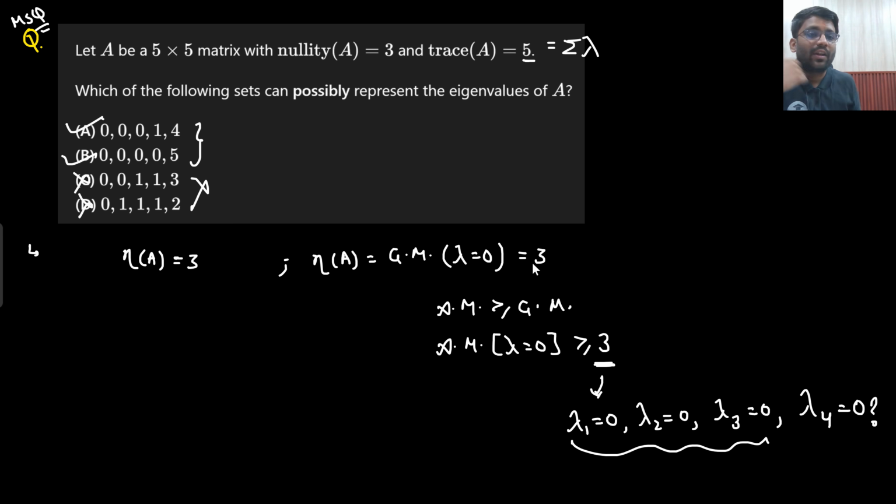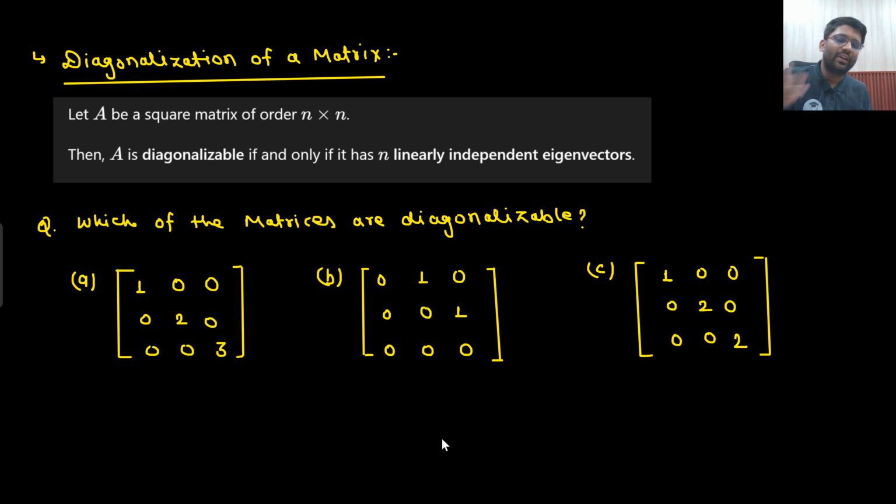And it cannot be 5. Why can it not be 5? Because the addition of all of them should be equal to 5 only, no? So here I cannot get all 5 zero eigenvalues. Understandable? Let's see the concept of diagonalization.